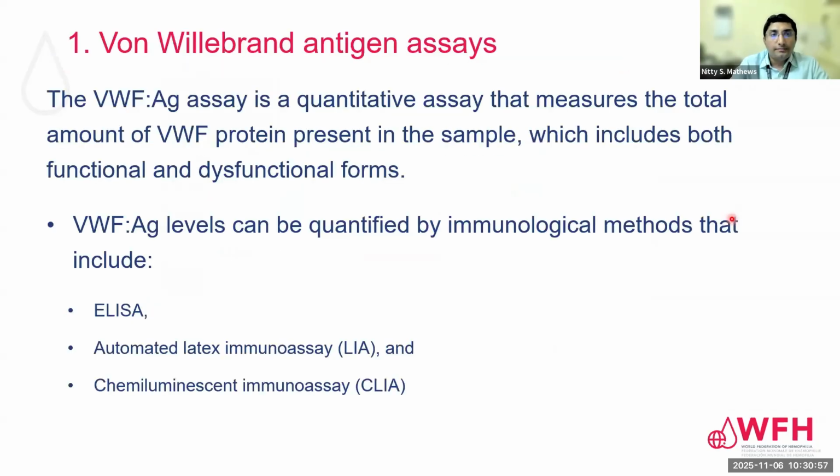Going on to the von Willebrand antigen assays. It is a quantitative assay that measures the total amount of von Willebrand protein present in the sample. This includes both the functional and the dysfunctional forms. The von Willebrand antigen levels can be quantified by immunological methods that include ELISA, latex immunoassay, or chemiluminescent immunoassay.